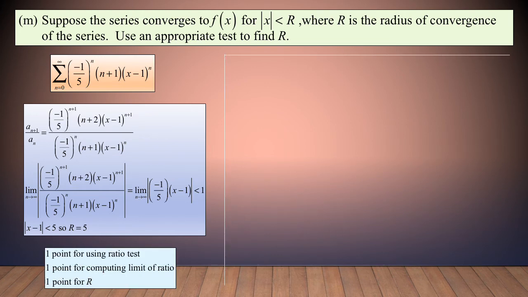3 points for this problem. 1 point for using the ratio test, 1 point for computing the limit of the ratio, and then 1 point for the radius of convergence, r.